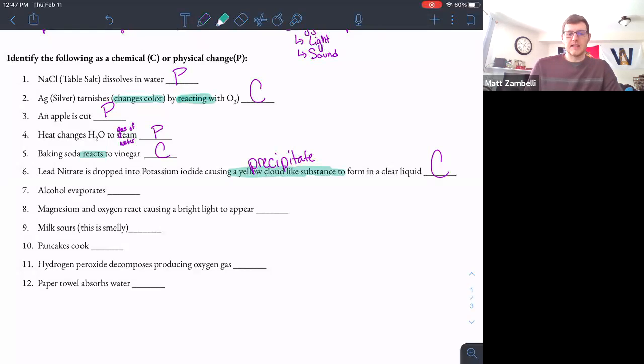All right, for this one, the majority of people who said physical change were going to be correct on this one, and that's because the evaporates part means that it's going from liquid to gas. It's just changing its state of matter, so it's going to be a physical change. What about magnesium and oxygen react, causing a bright light to appear? Physical or chemical?